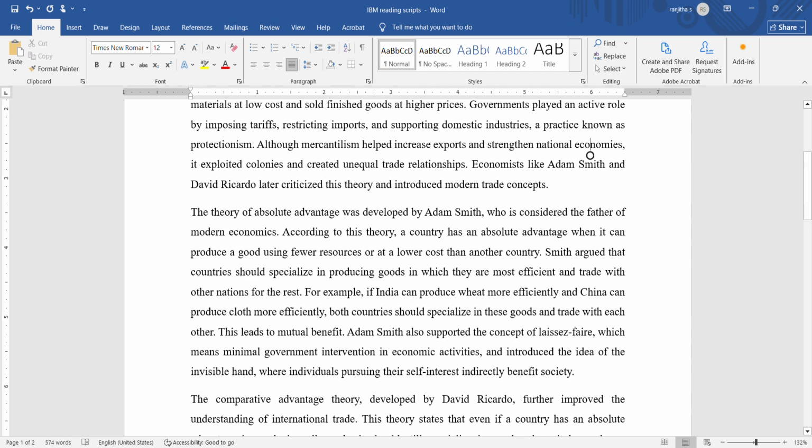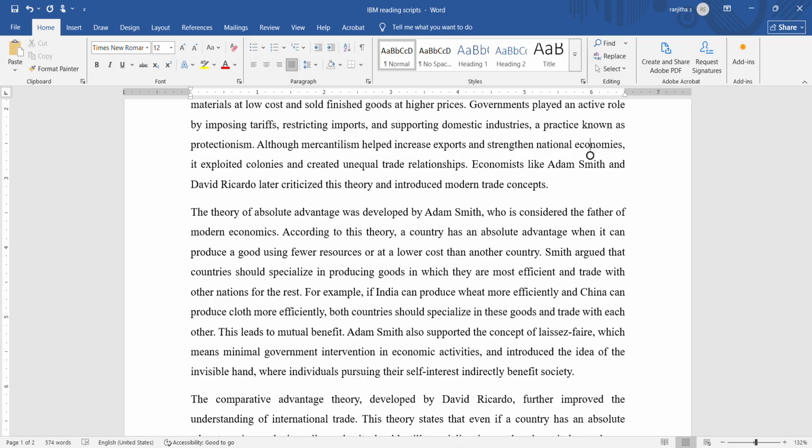The theory of absolute advantage was developed by the great economist Adam Smith, who is considered the father of modern economics. According to this theory, a country has an absolute advantage when it can produce goods using fewer resources or at a lower cost than another country. Adam Smith argued that countries should specialize in producing goods in which they are most efficient and trade with other nations for the rest.